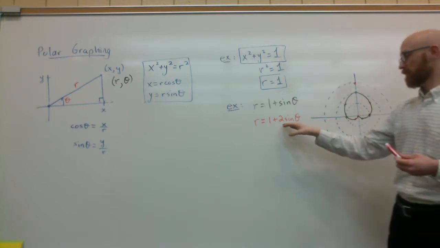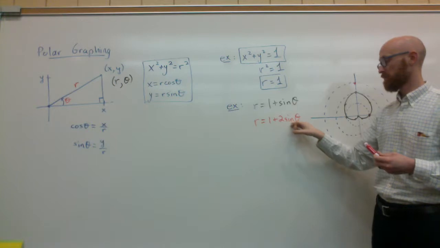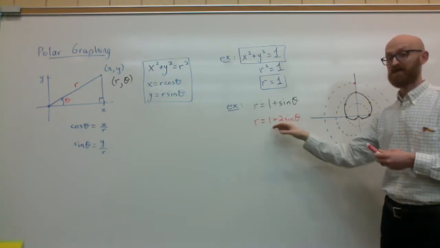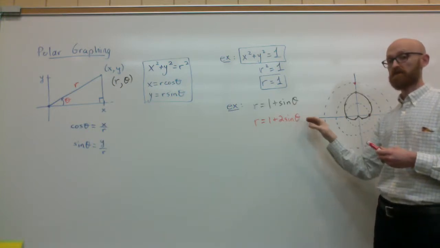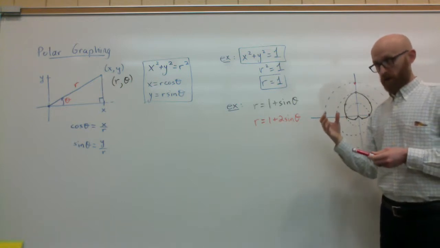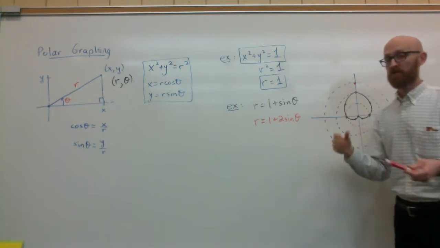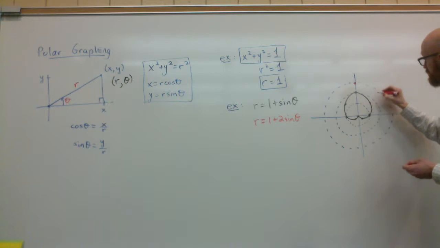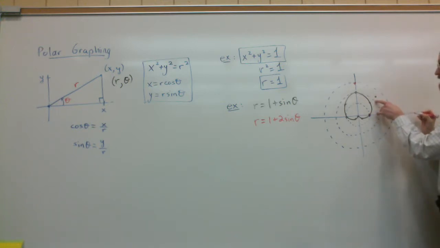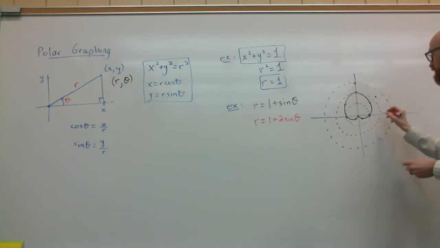Now let's go to pi over 4. This would be 1 plus 2 times sine of pi over 4. Now that's 1 plus 2 times 0.7, or 1 plus 1.4, 2.4, so it's actually further out. 2.4, somewhere around there. I'm trying to make that 40% of the way from the second orbit to the third. So it's going to go out as such.